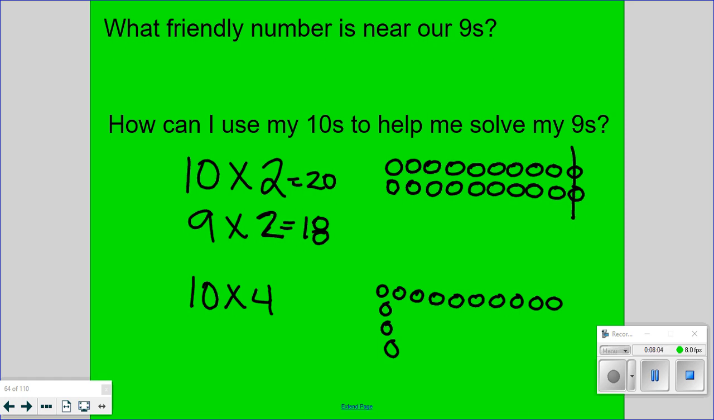But how do I make that 9 groups of 4? Because remember, I'm not actually trying to solve 10 groups of 4. I want to solve 9 groups of 4. How would I do that? How would I make that array into 9 groups of 4?